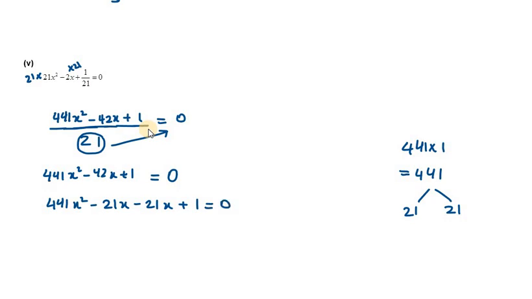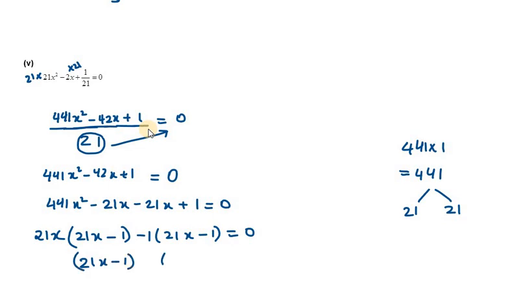Now you need to take 21x common from the first two terms. So we are left with 21x minus 1. In the last two terms, what we can take common is minus 1. So you are left with 21x minus 1 equals 0. So you have two factors, 21x minus 1 and 21x minus 1 equals 0. So you get x as 1 over 21, x as 1 over 21. These are your two roots for this equation, that is 1 over 21 and 1 over 21.